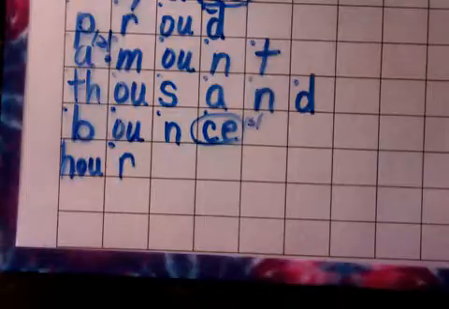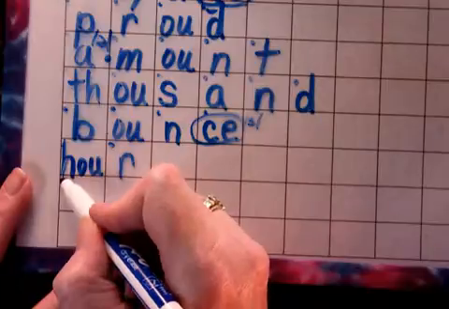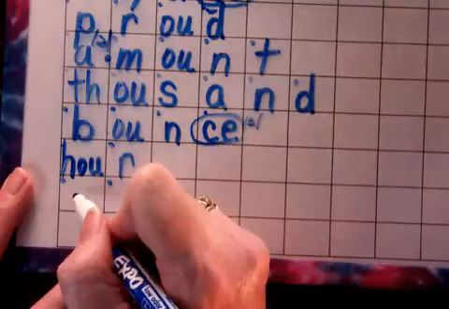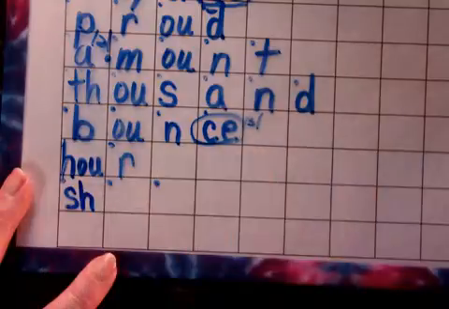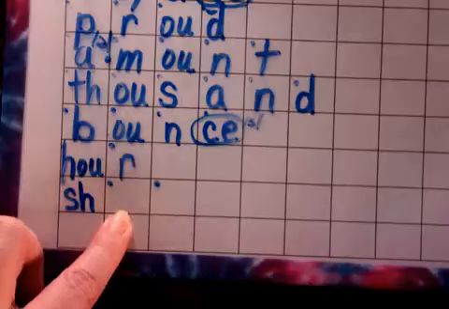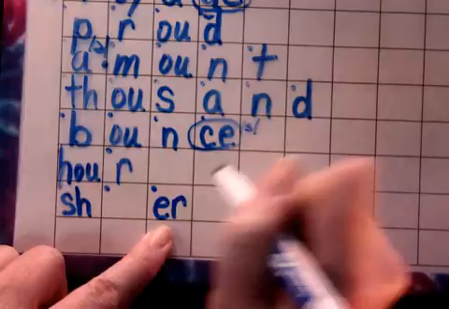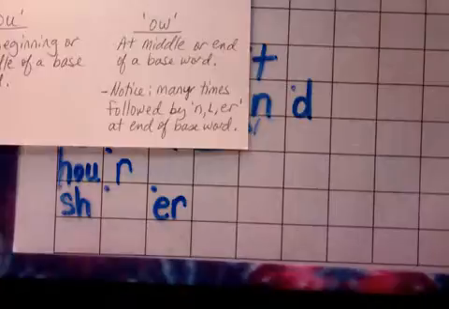The next word is shower. I ran through the rain shower. The first sound, well, let's sound it out. Sh, ow. The first sound is sh, SH. Ow is in the middle of the base word, but it's followed by an R, which in this word is spelled with an ER. And remember this card.